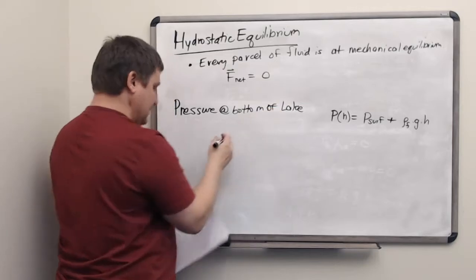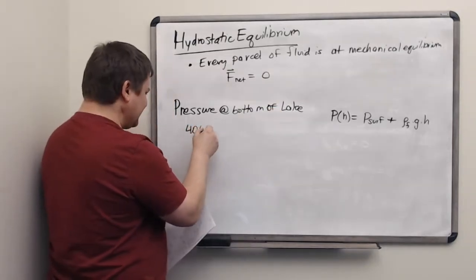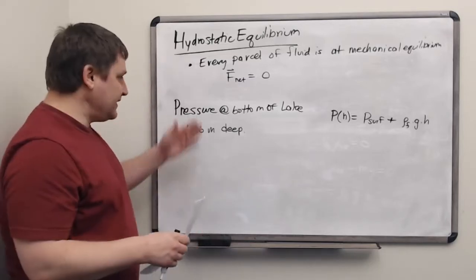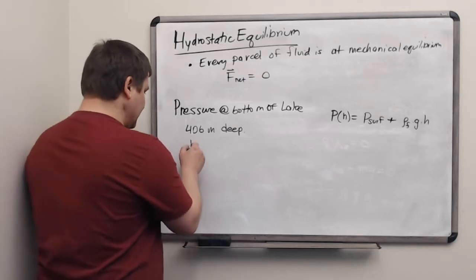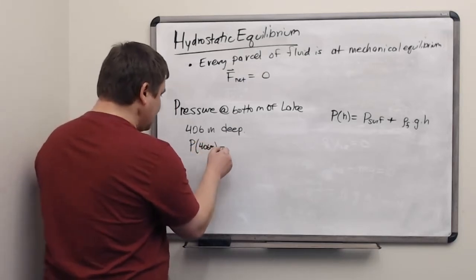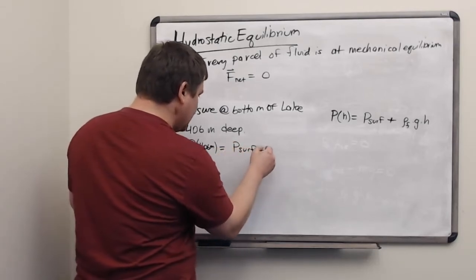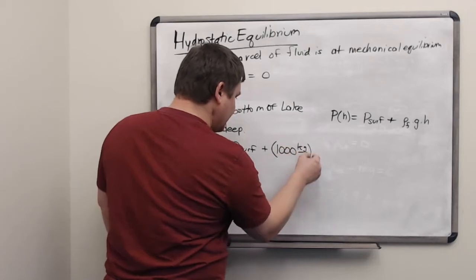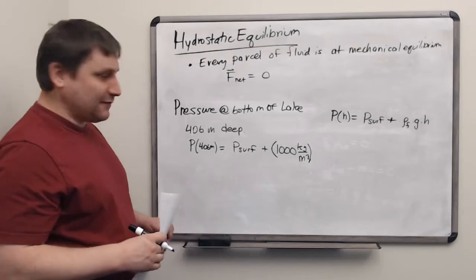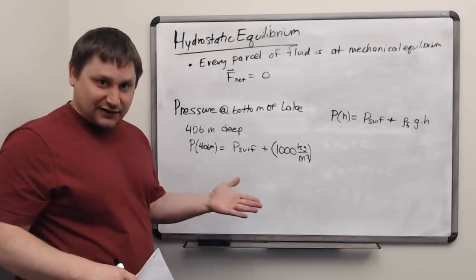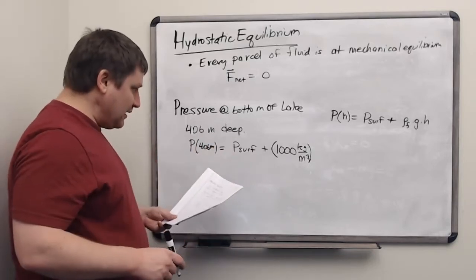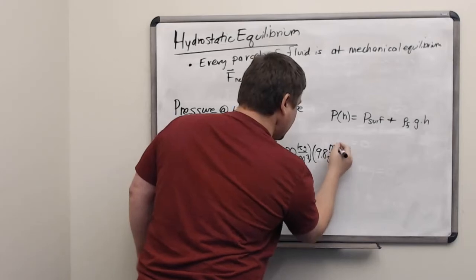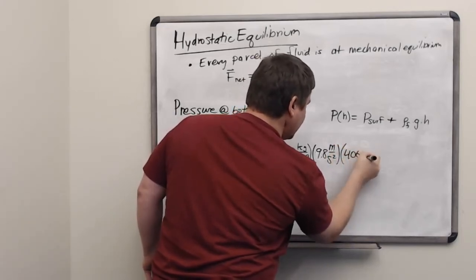Let's say we have a lake that is 406 meters deep. And if we go all the way to the bottom of this lake, what is the pressure? Okay, so the pressure at a depth of 406 meters would be equal to the pressure at the surface. And a lake, I assume, is made out of water. The density of water is 1 kilogram per liter, or 1,000 kilograms per cubic meter. That's the original definition of the kilogram, by the way, is 1 liter of water. So there's the density factor. Acceleration of gravity is 9.8. And the depth is 406 meters.